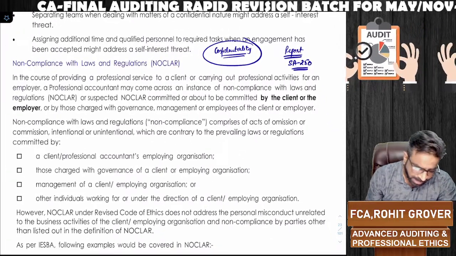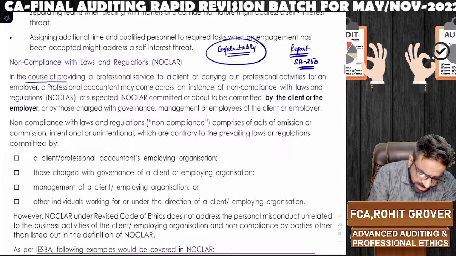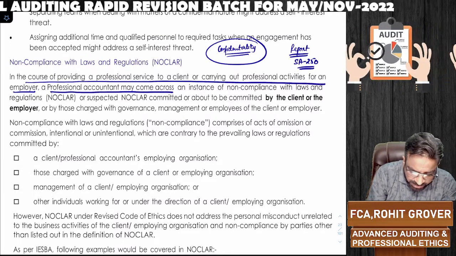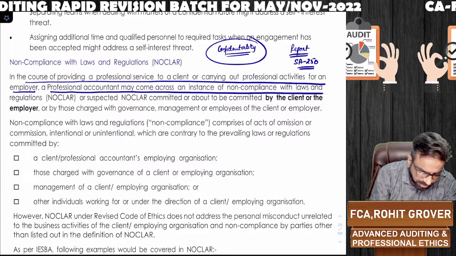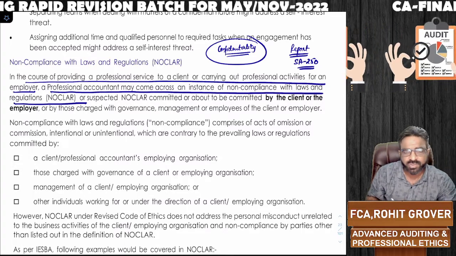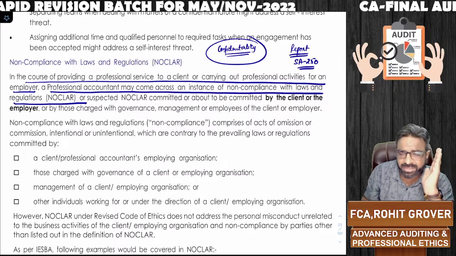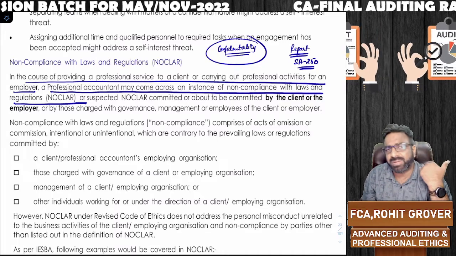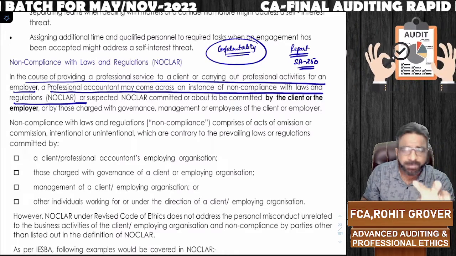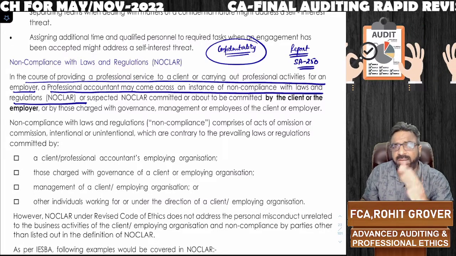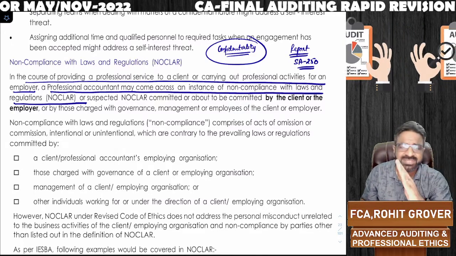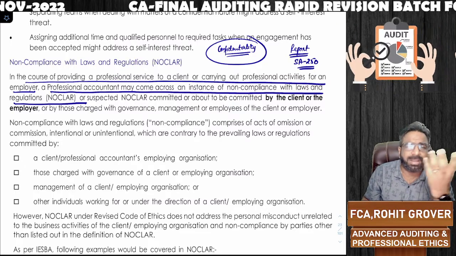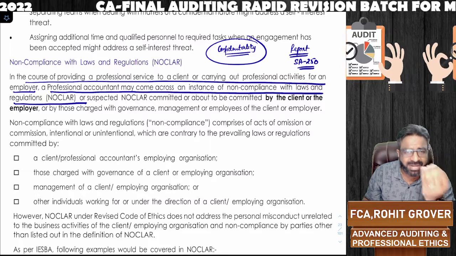You can see that in the course of providing professional services to the client or carrying out professional activities for an employer, professional accountants may come across an instance of non-compliance with laws and regulations. So when you are providing professional services to your client, whether you are a professional accountant in practice or a professional accountant in service, remember, this NOCLAR provision is applicable to both of them. Either you are a practicing CA or a CA in service, while doing professional activities for your client or for your employer. It is specially written for your client and for your employer.